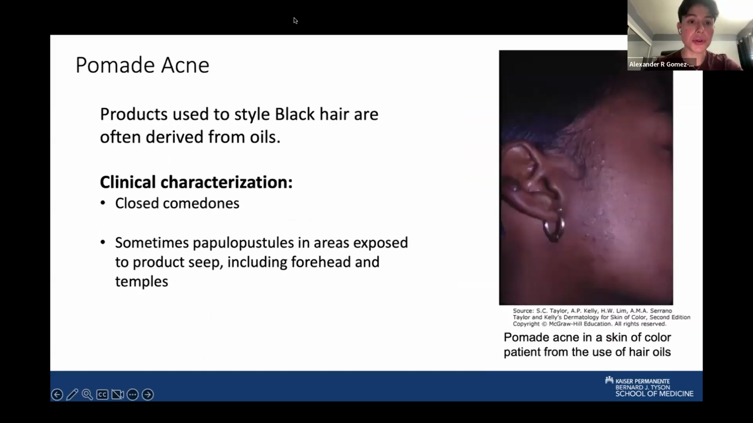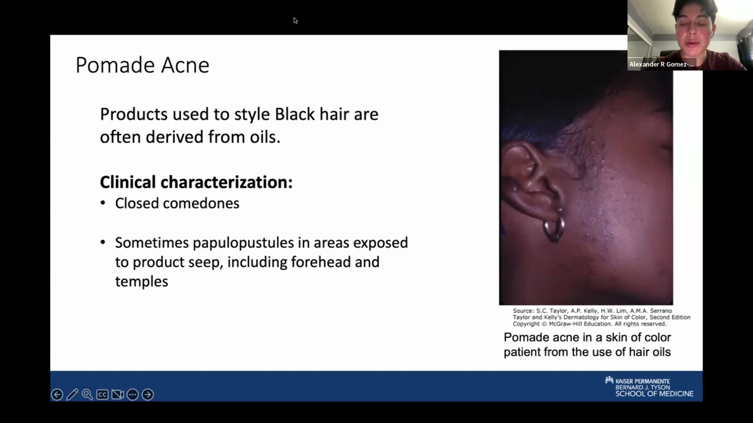Acne can also present due to other causes. So in a lot of Black and Hispanic communities, and specifically here in Black hair, there are a lot of products that have oils or very viscous solutions that could clog a lot of the pores surrounding the forehead. And so this is called pomade acne. And it's usually because of the actual oils and viscous solutions that are clogging the pores instead of the sebum production that's natural to the face.